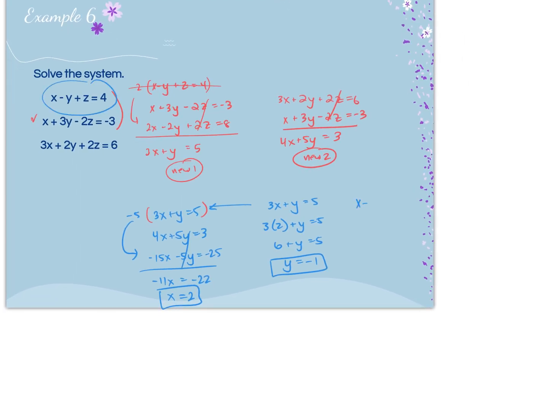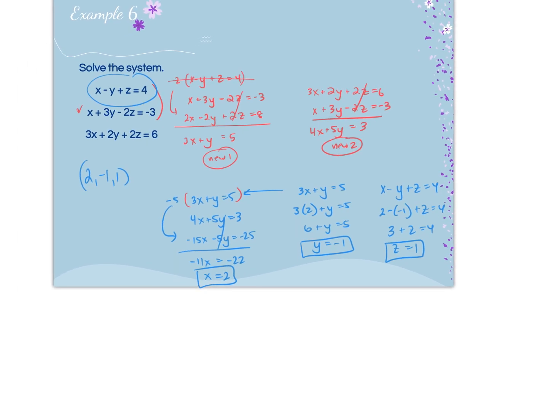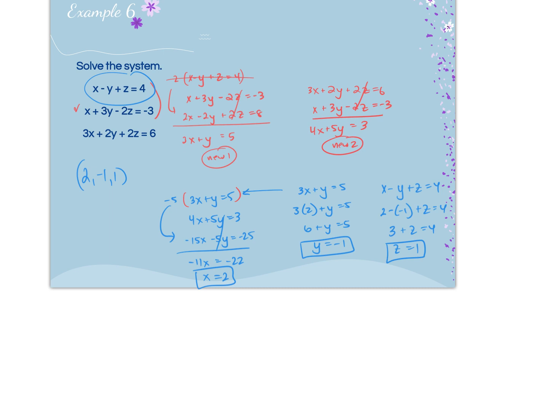And then I'm going to take both of those and plug it into one of the originals, which I'll do this one. x minus y plus z is 4. x is 2 minus negative 1 plus z is 4. 2 minus negative 1 is 3 plus z is 4. z equals 1. And so my solutions are 2, negative 1, and 1. And again, I highly recommend you plug into one of the other ones. I plugged it into this one to get my final value, so I'm going to plug it into one of the other ones, and I'm going to probably do this one just to check, okay?